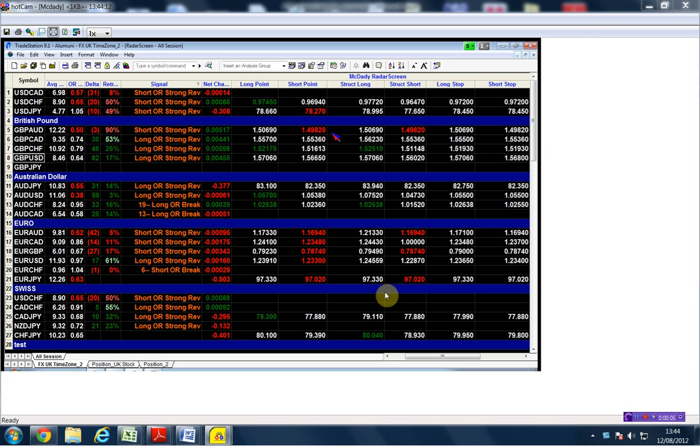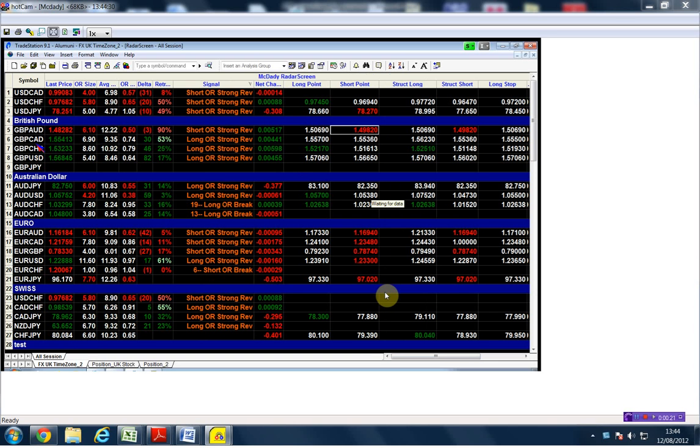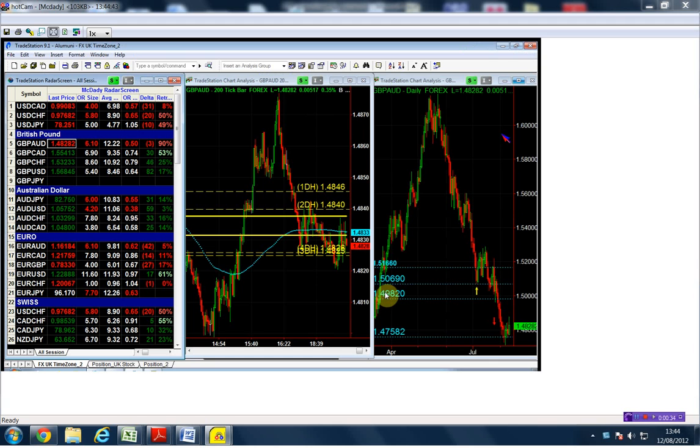And if you look at the radar screen from last week, we already had a sell signal on the pound Aussie below the structural point, which is 149.80. That was our selling point from last week. It has closed the week at 148.28, so that was a pretty good move for the pound Aussie, and it is also an indication for the strength of the Aussie dollar.